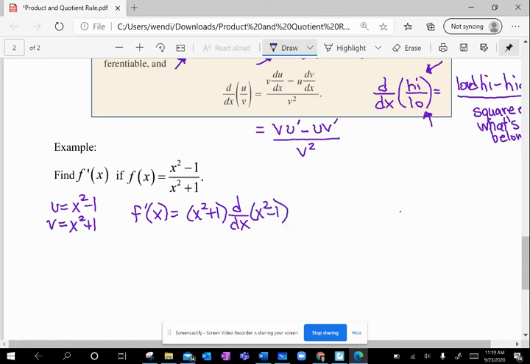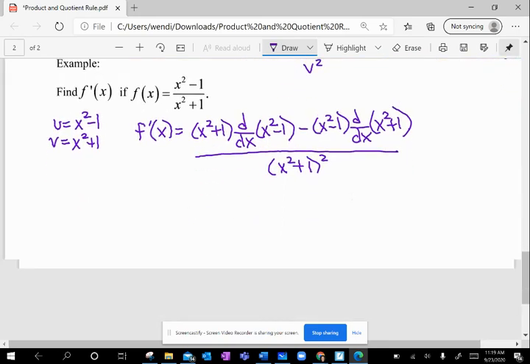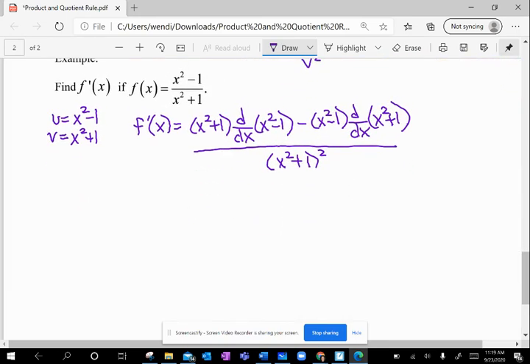So low, d high, minus high, which is the numerator, d low, derivative of the denominator, all over the square of what's below. Really, the tricky part is just making sure you get the order correct, and that's like anything with division. Low d high minus high d low all over the square of what's below. So that's your calculus. Now the rest of it is just, well, we do have to take a derivative of the power, I guess.